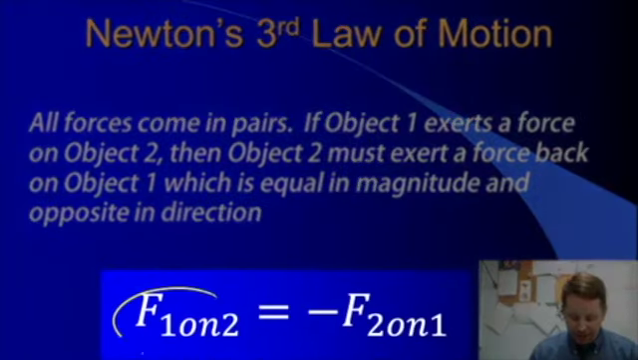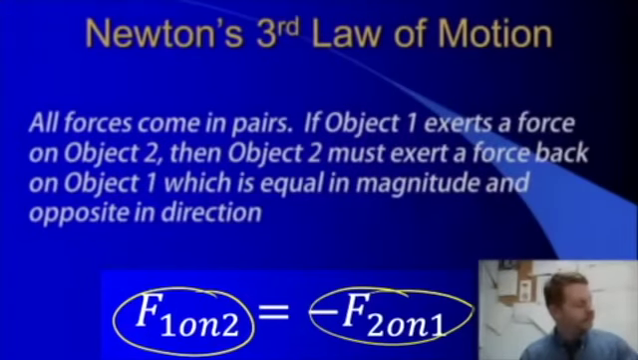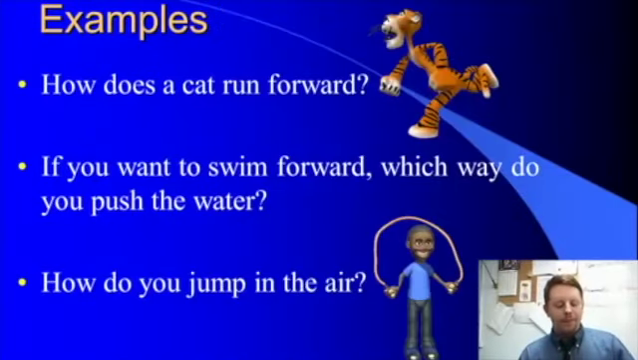Mathematically, we can write this as the force of object 1 on object 2 is equal in size but opposite in direction to the force of object 2 on object 1. For example, a cat running forward. Well, to move forward, what a cat really does is it pushes backwards on the ground, and the ground pushes the cat forward. Newton's third law.